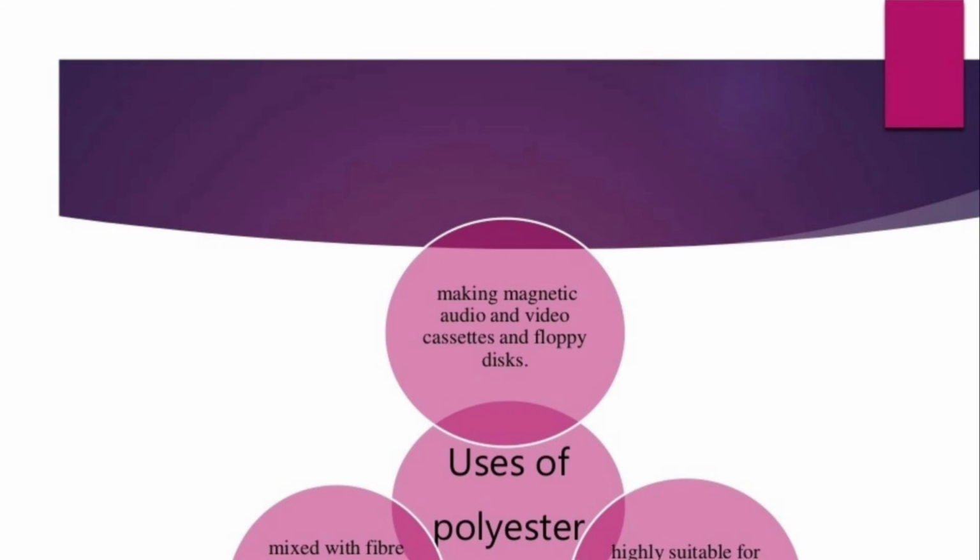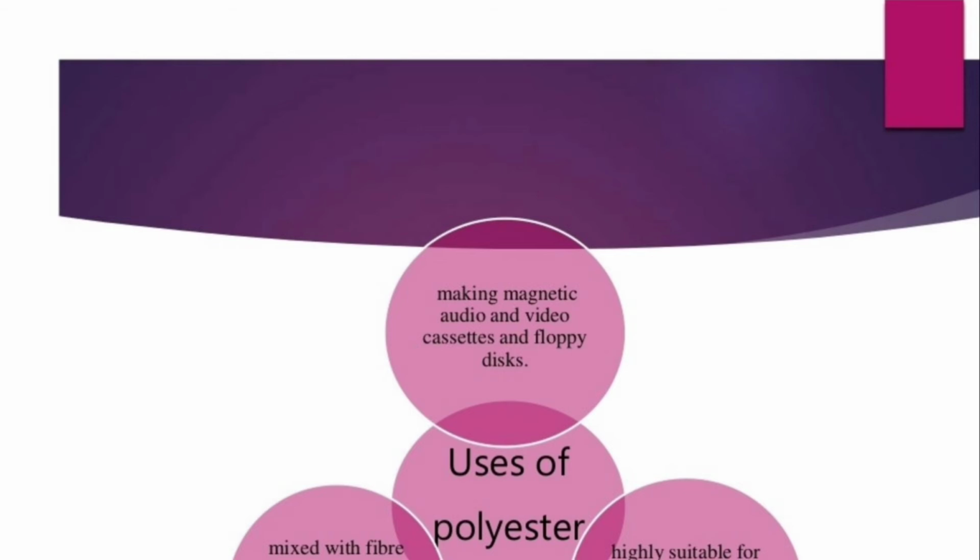Then polyester mixed with cotton, it is also called polycot, is used for making shirts, trousers, etc. That means polyester is mixed with cotton, which is known as polycot. It is used to make shirts. Then polyester mixed with wool is known as polywool. It is used for making suits.